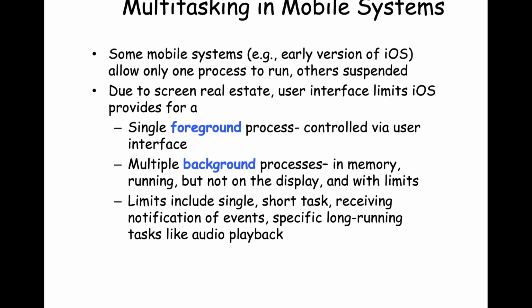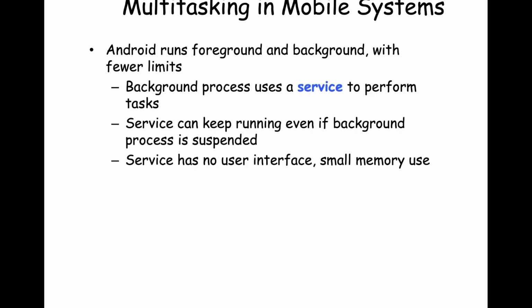So then, in addition to this foreground process running, you had multiple processes that could run in the background, but they just didn't have a display, and they were very, very limited. These limits included that they're only very short tasks, like getting notifications for events and things like playing music, things that were very low bandwidth and didn't use a lot of resources and simply ran in the background.